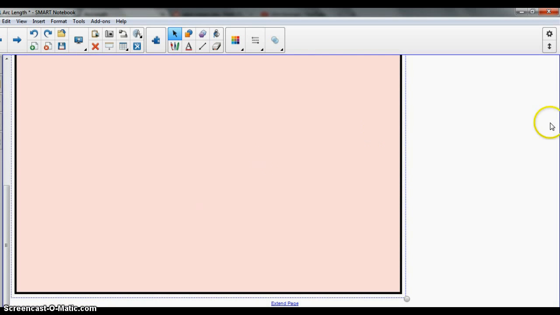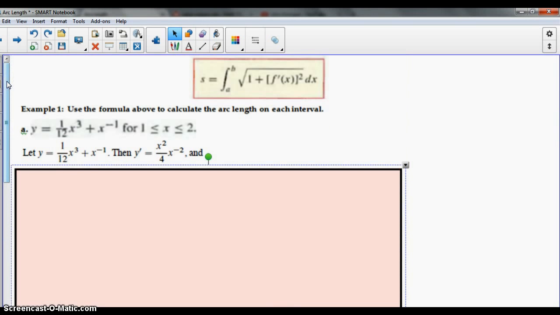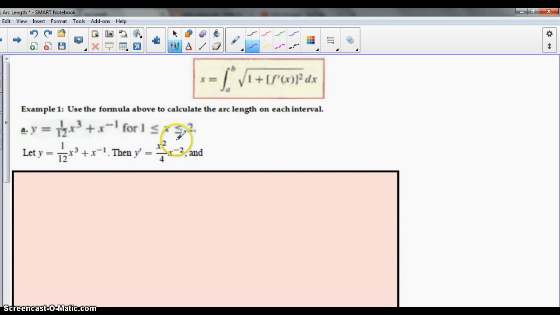In this situation, the first derivative of the function is x squared over 4 minus x to the negative 2. We use the power rule separately on each term, this term and this term. Once you find the first derivative, the rest is smooth sailing. What you then want to do is square your first derivative and add 1 to it, which will be shown in the next step.